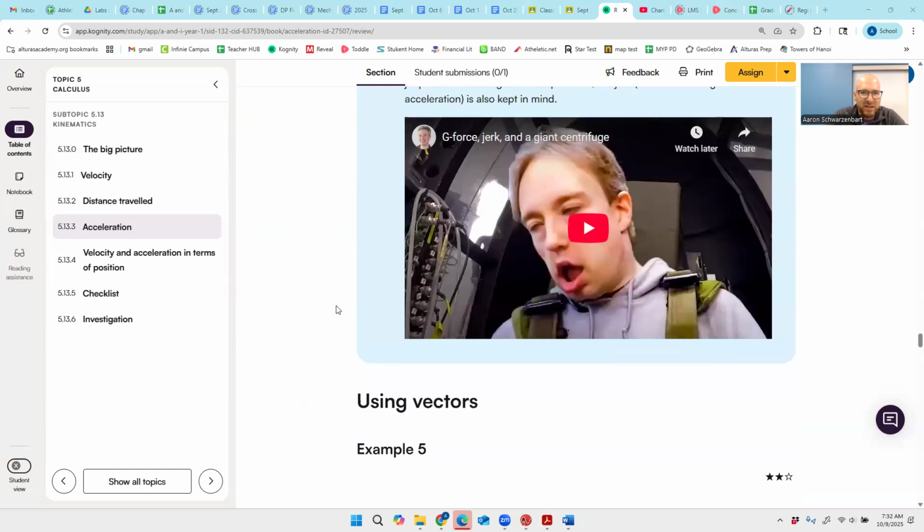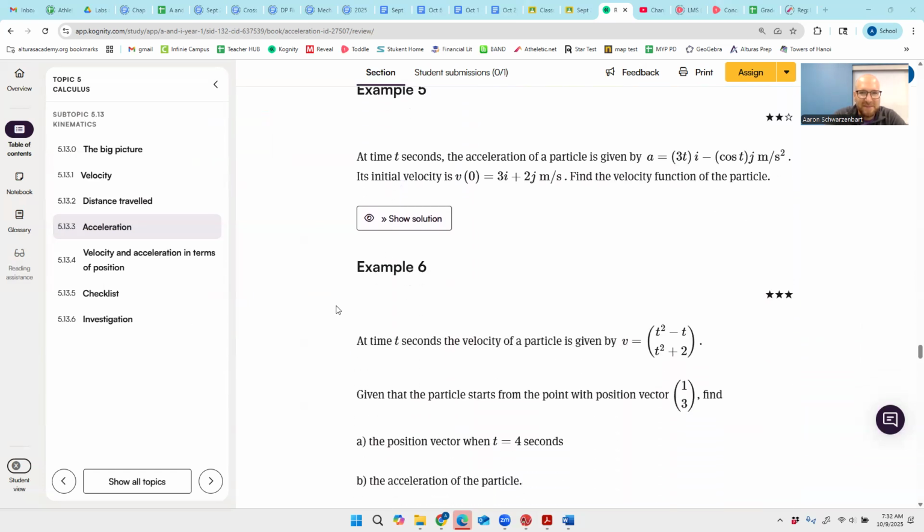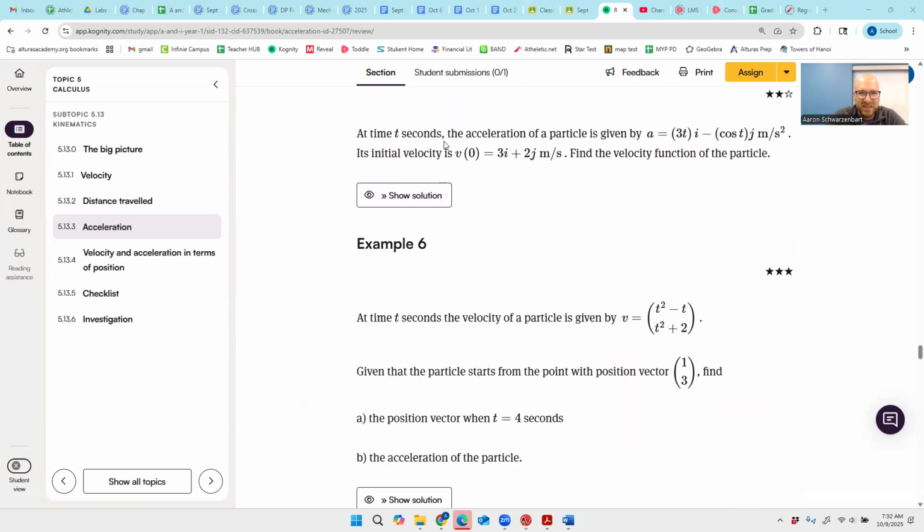Okay, example 5. Feel free to watch these videos. I'm sure they're interesting. So, it says at t seconds, the acceleration of a particle is given by 3t i hat plus cosine t j hat meters per second squared. Its initial velocity is 3i plus 2j. Find the velocity function of the particle. So we have to integrate acceleration.